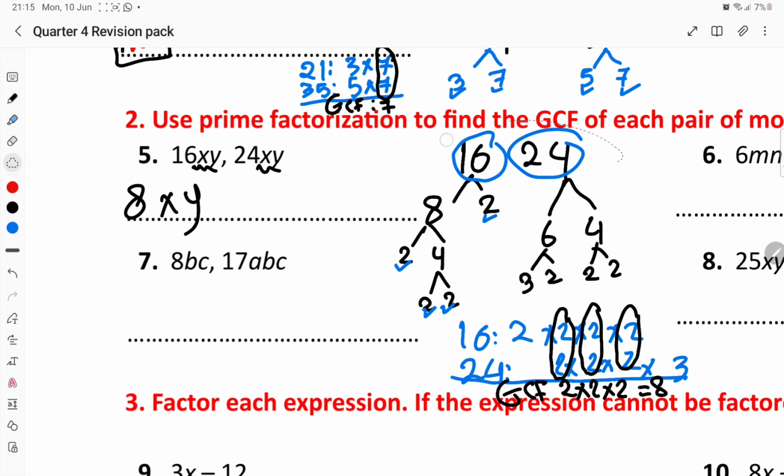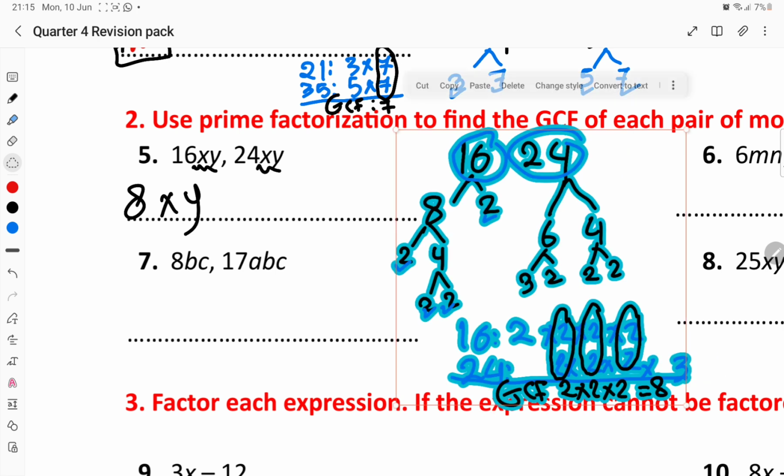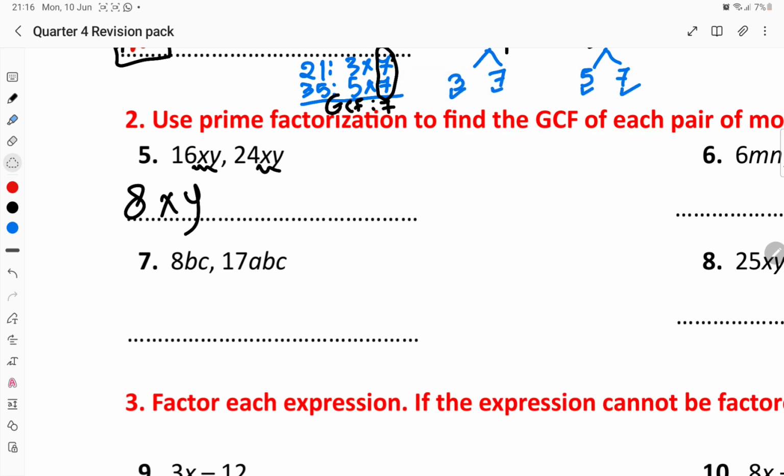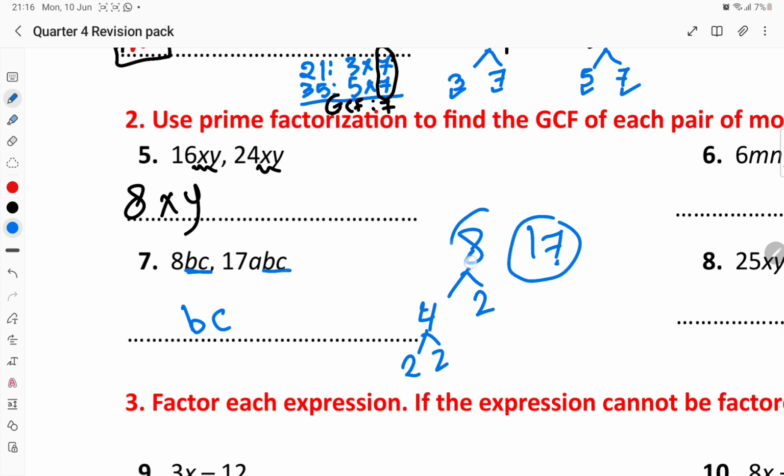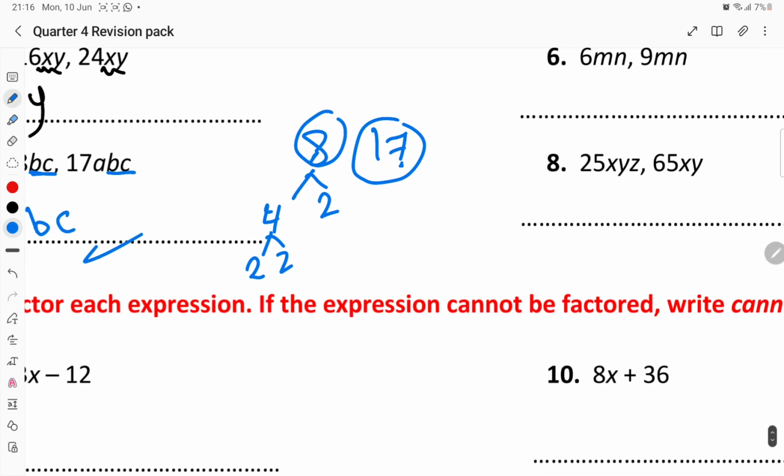Very good. Let's go to question number 7. 8 and 17. Do you have anything in common between 8 and 17? Mentally you can say no, nothing in common. But the only thing here in common is B and C, BC. So the BC letters are common between them. But what about the numbers 8 and 17? 8 is 4 times 2 or 2 times 2 times 2. And 17 can't be broken. So there is nothing in common at all between the 17 and the 8. So that's just BC. And that's it.